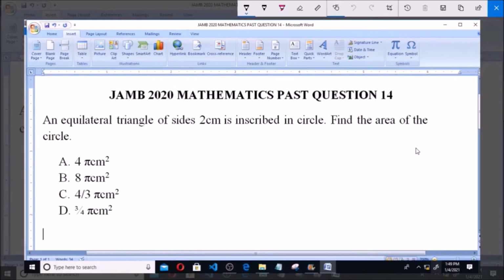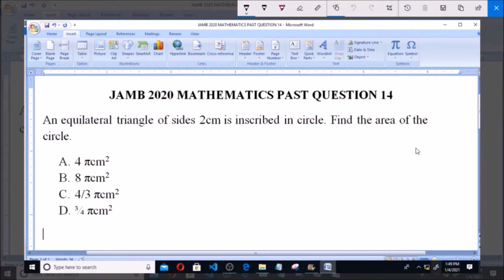I'll be answering JAMB 2020 Mathematics Past Question 14. An equilateral triangle of sides 2 cm is inscribed in a circle. Find the area of the circle. Now, an equilateral triangle simply refers to a triangle that has its three sides equal and also has all its angles the same. The options are A, 4π cm², B, 8π cm², C, 4/3 π cm², and D, 3/4 π cm².